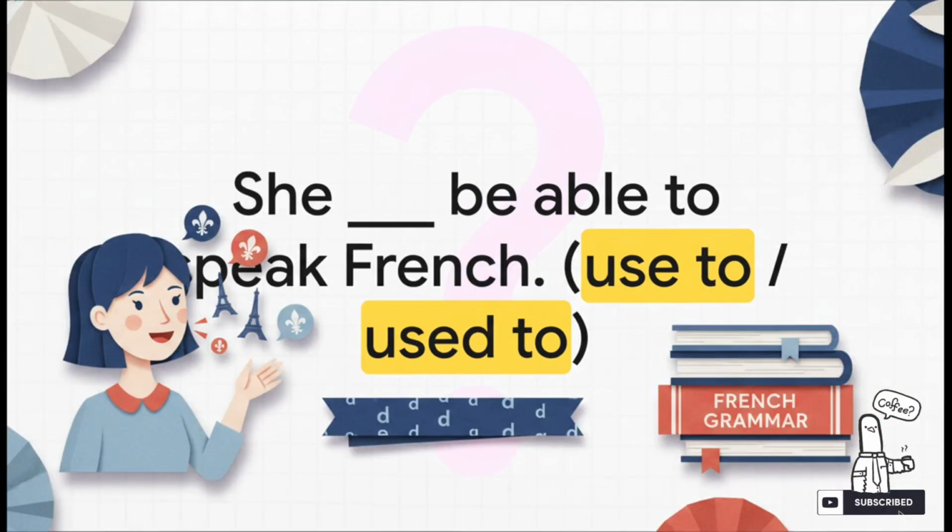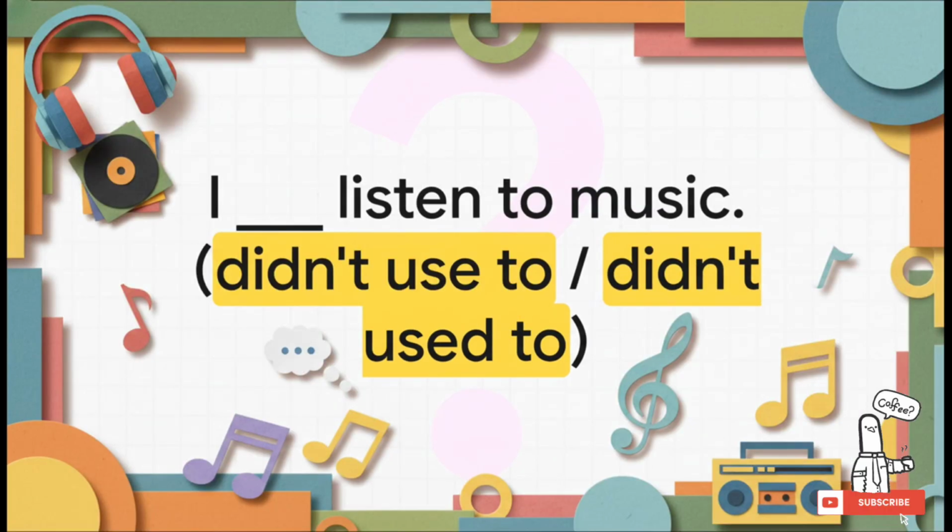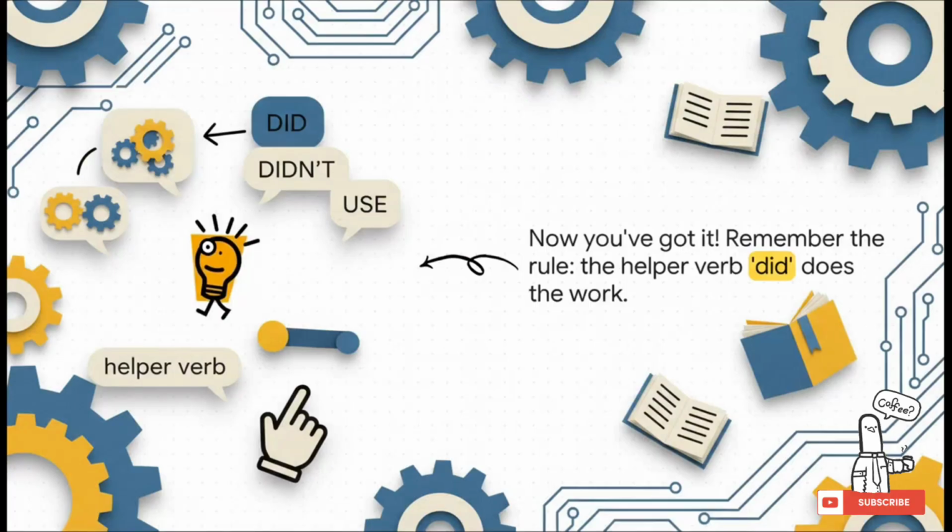Okay, let's try another statement. "She blank be able to speak French." You got it, it's "used to." It's another positive statement about a past state, so we definitely need that "used." And for our last one, "I blank listen to music when I was a child." Perfect. It's "didn't use to." We see that helper verb "didn't," and we know exactly what to do. Awesome job. See? You've totally got this now.